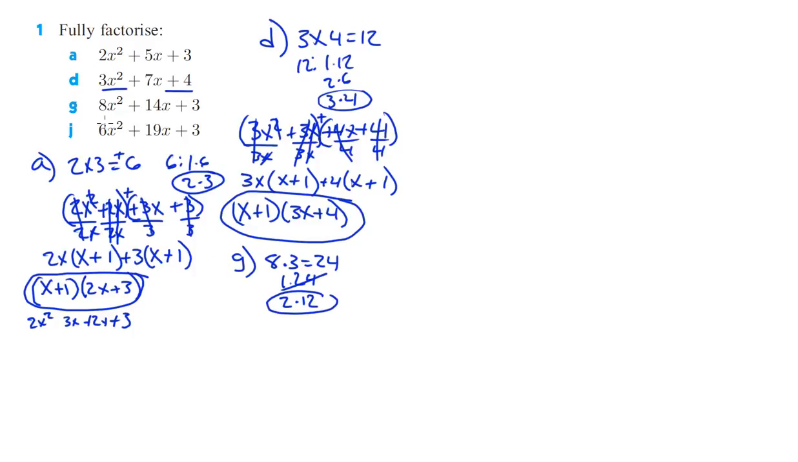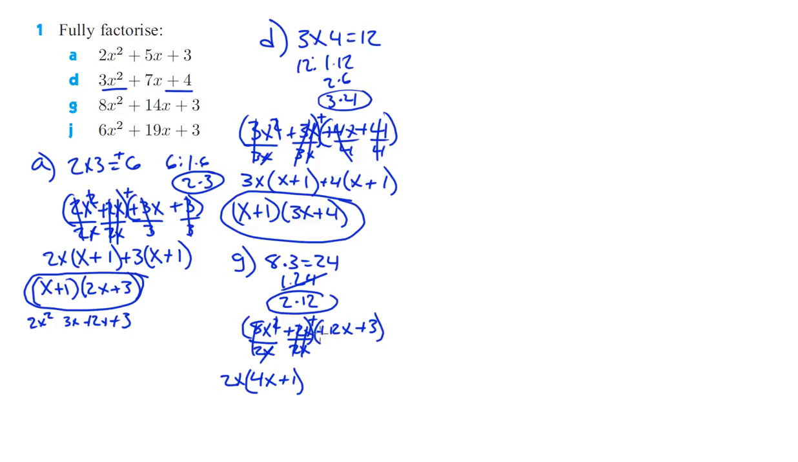So I'm just going to rewrite this as 8x squared plus 2x plus 12x, and then plus 3 here at the end. Okay, and then group the first two, group the last two, put a plus in between them, and start seeing what common factors we have. 2x and 2x. So that leaves us with here a 4x after we factor the 2x out, and then the 2x and 2x reduces down to 1.